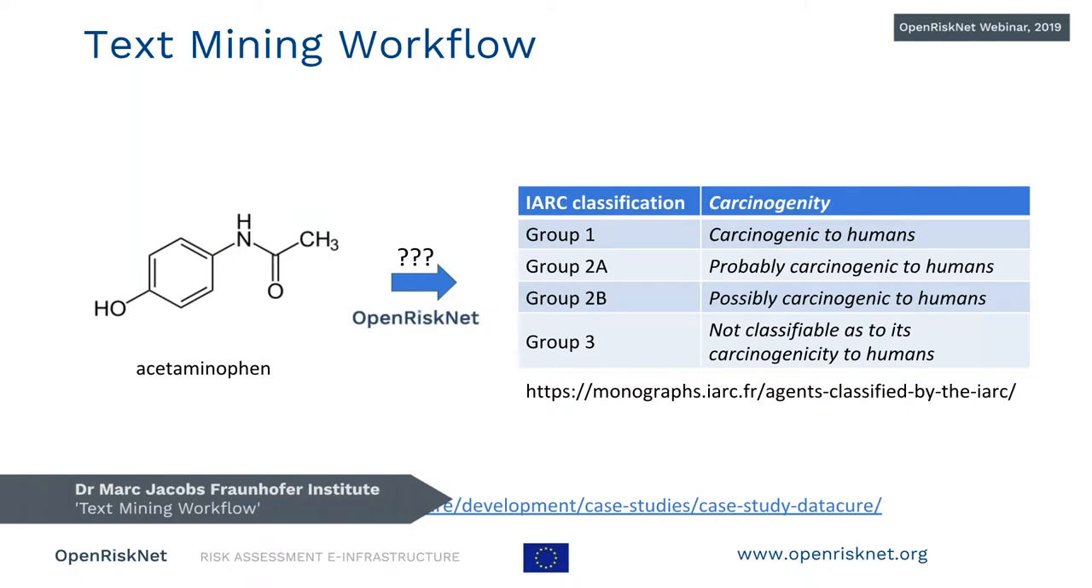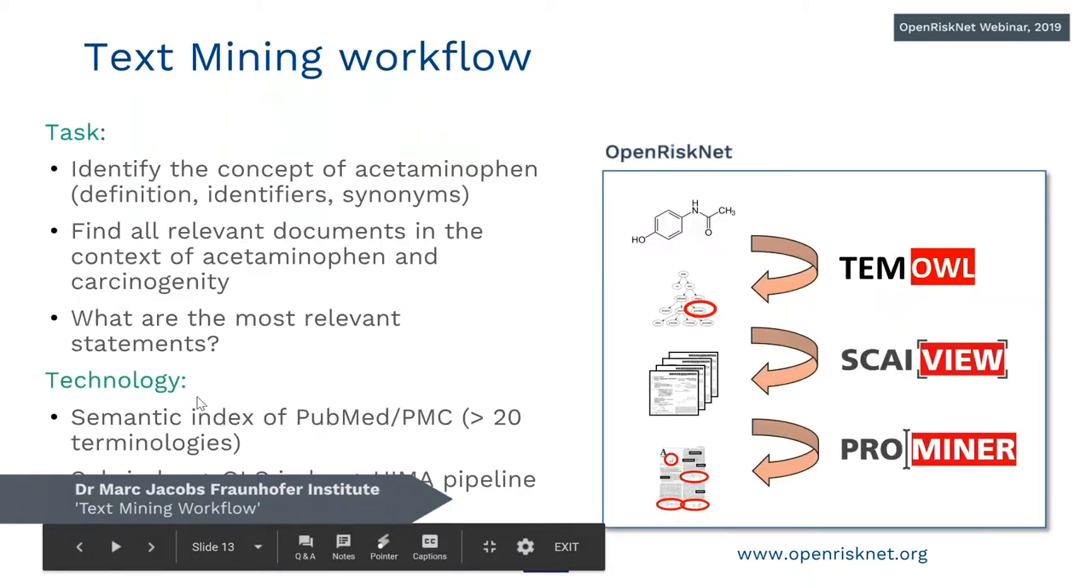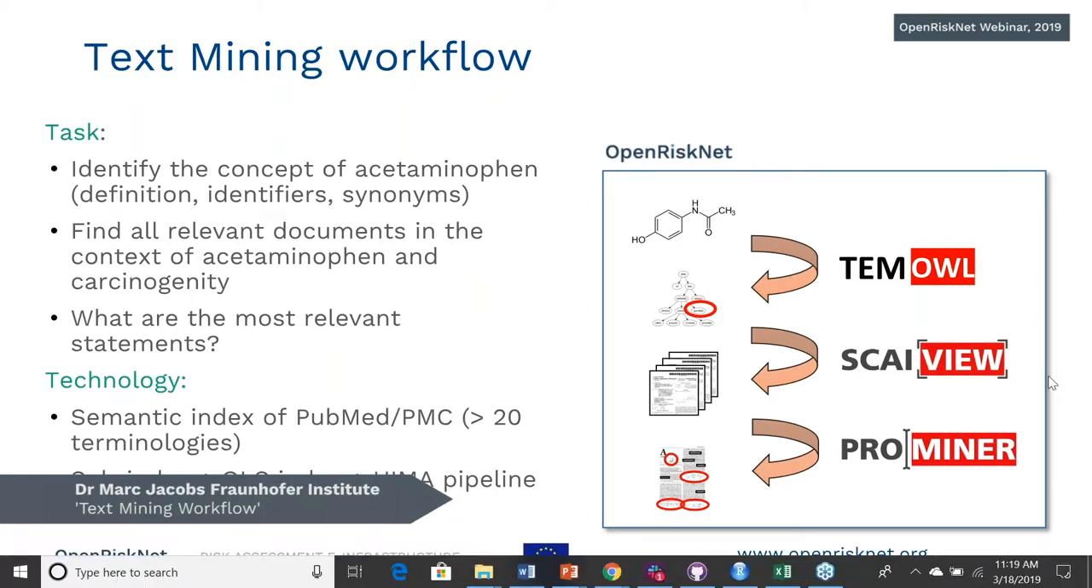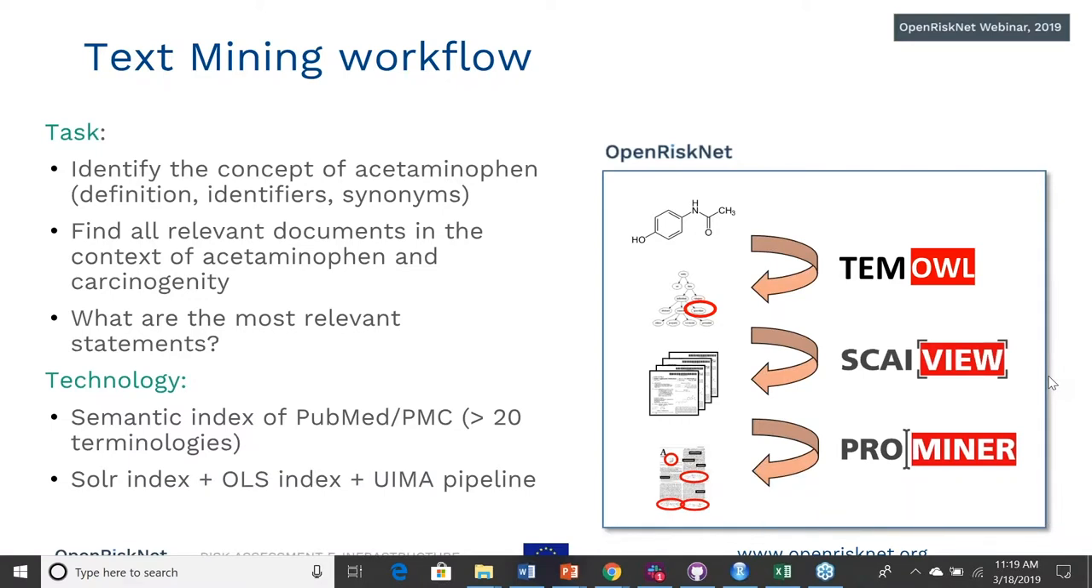could you please switch to the next slide, Oki, a set of APIs, which will go through several of the steps of a text mining workflow and try to identify some of the information and rearrange it and make it accessible via an API. So the first task in text mining is always, given some term such as acetaminophen, identify the concept which is lying behind it, meaning what's the definition of that term somebody's searching, what are the identifiers, the synonyms, what is known about this concept actually.